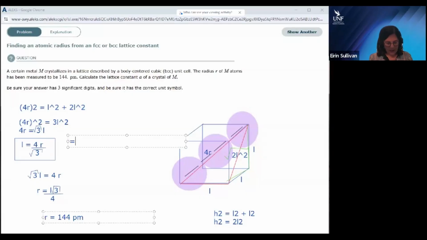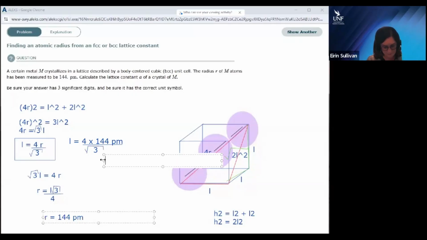So L is equal to 4 times R. So 4 times the radius is 4 times 144. That's just going to give us our answer in picometers divided by root of 3. So let me just tidy that up a little bit. So root 3. Let's stick it in the calculator. Again, you may need to put parentheses around the root 3, etc., to make your calculator happy with you.